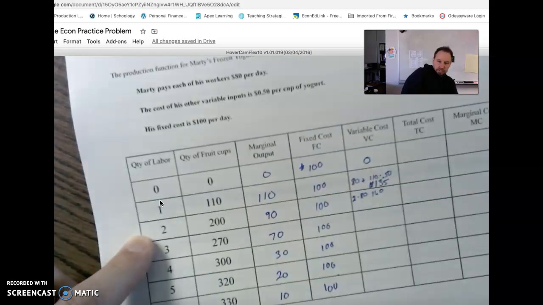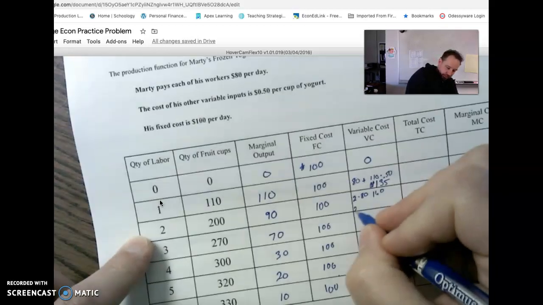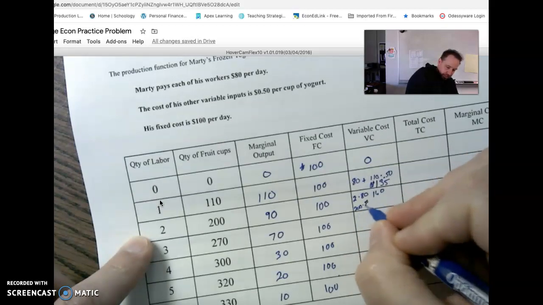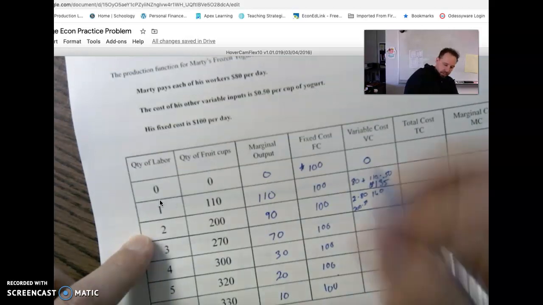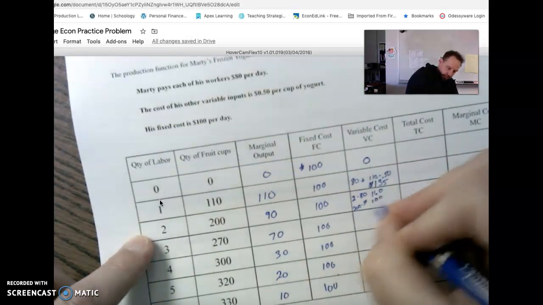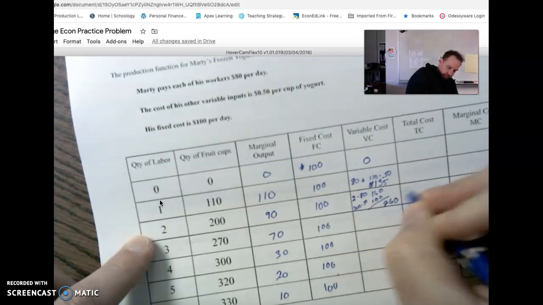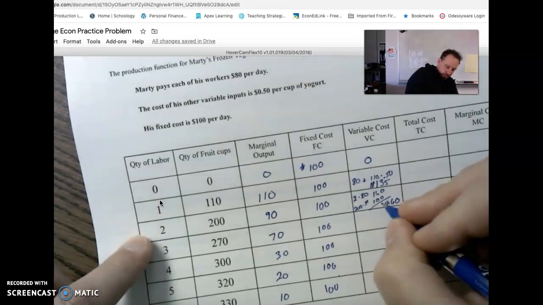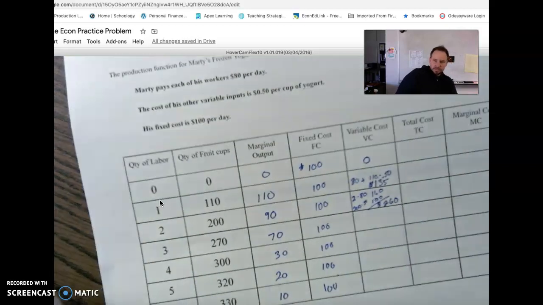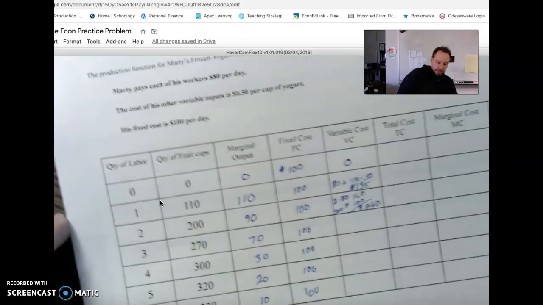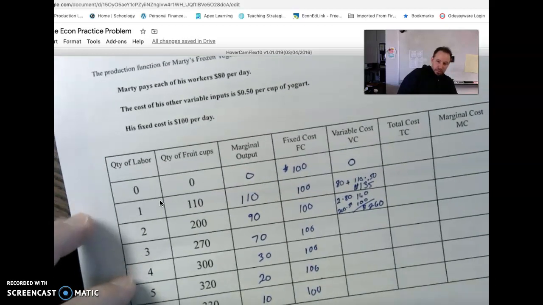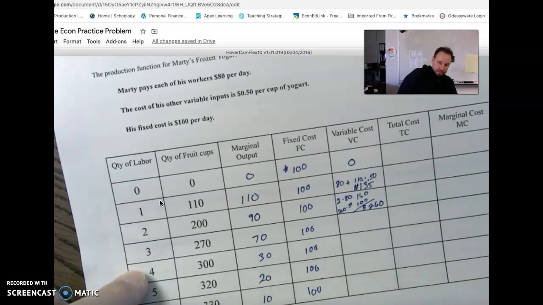And then we have to figure out 200 times 50 cents. Obviously, it's cut in half, so put 100. So add 100 to that, and that gives us our variable cost of 260. Now moving forward, let's do one more. That way we can see a little bit more here.